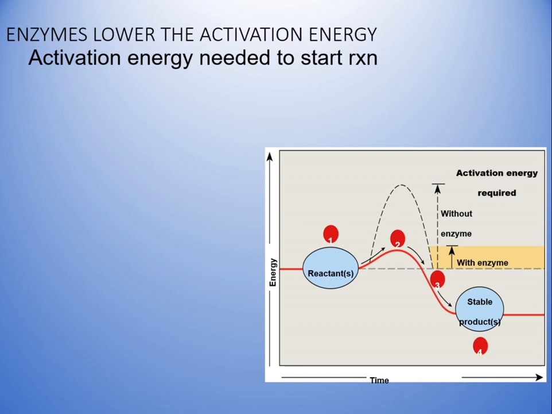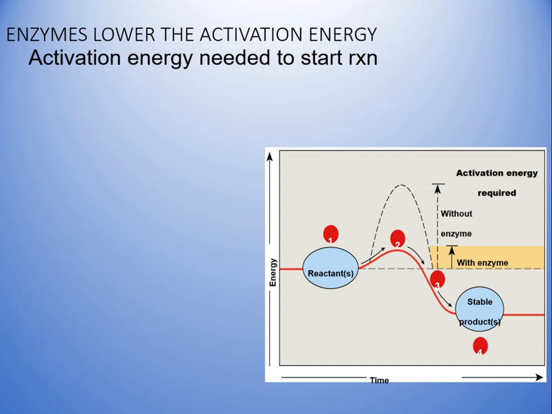Enzymes lower something called the activation energy. And this is the energy needed to start a reaction. Okay, so rubbing two sticks together is very difficult, right? That takes a lot of energy. Don't you wish you had a lighter? And that lighter would make it easier to start the reaction. So the difference between the sticks and the lighter is like the activation energy.